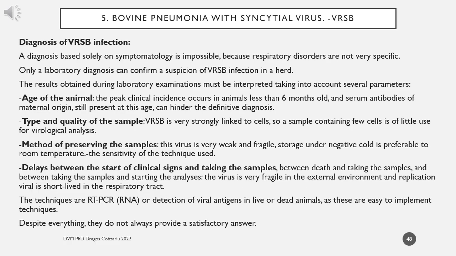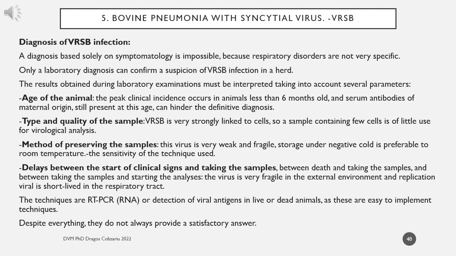Diagnosis of VRSB infection. A diagnosis based solely on symptomatology is impossible, because respiratory disorders are not very specific. Only a laboratory diagnosis can confirm a suspicion of VRSB infection in a herd. The results obtained during laboratory examinations must be interpreted taking into account several parameters. The age of the animal: the peak clinical incidence occurs in animals less than 6 months old, and serum antibodies of maternal origin, still present at this age, can hinder the definitive diagnosis.